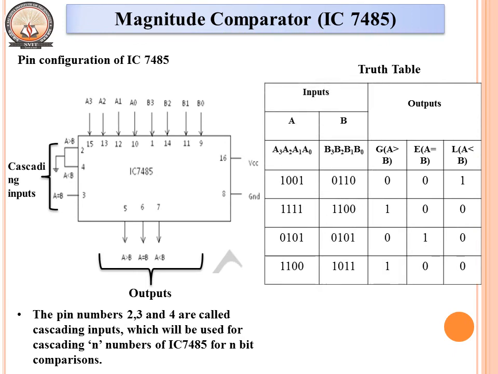Now the truth table. You can take any two 4-bit combinations and compare them. In the first case, I have taken 1001 and 0110. Obviously, the first one is 9 and the second one is 6. It is a greater than condition. Second is 15 and 12, a greater than condition. Third is 5 and 5, an equal to condition, and the fourth is again a greater than condition. With this, you can easily understand. As I told you, these two are inputs A and B. A consists of A3, A2, A1, A0, and B consists of B3, B2, B1, B0.